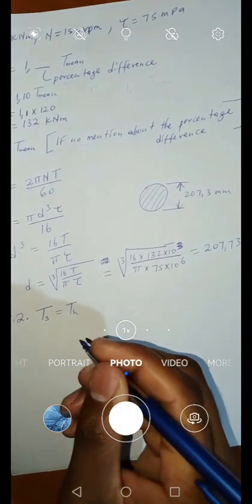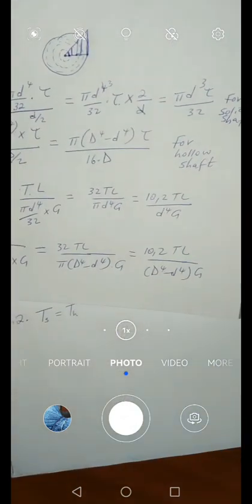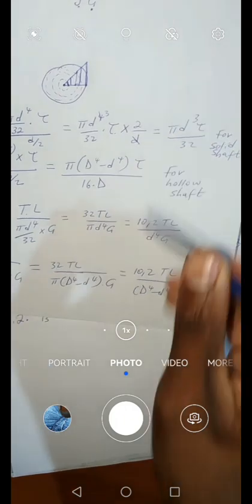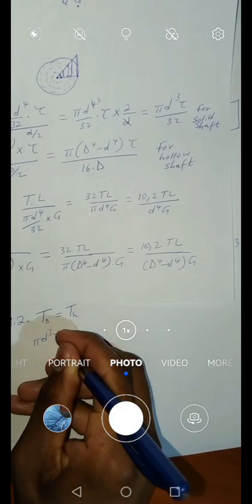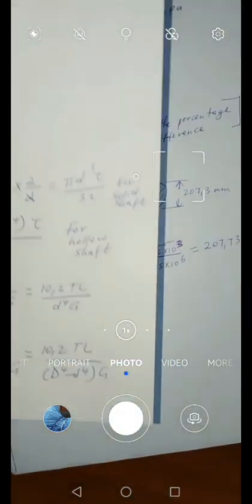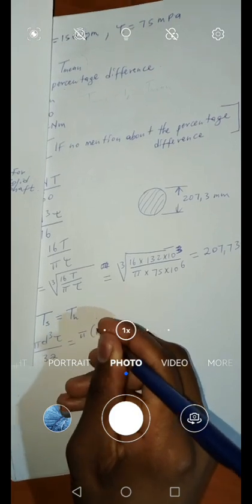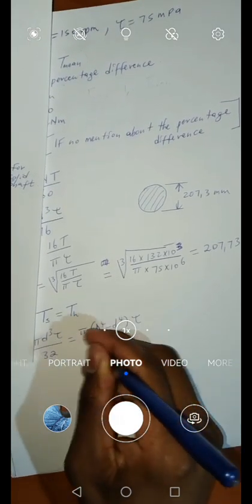And then from here, as I started with, I've said that the torque for the solid shaft will be this. Then we can replace it by pi d cubed times shear stress over 16, and the torque for the hollow shaft is this one, then you can replace it by pi (D⁴ minus d⁴) times this shear stress over 16D.